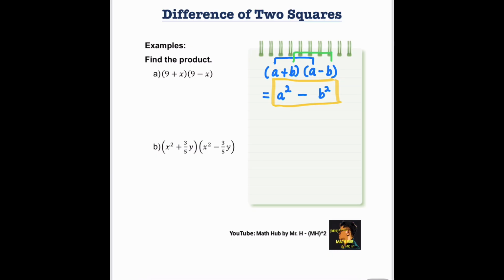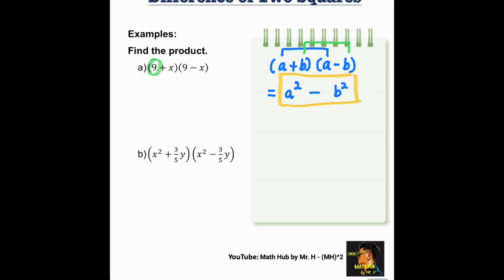So let's answer the two questions here. The first one, 9 plus x and 9 minus x. So two binomials and we need to multiply them. The first term, 9 and also 9, they are the same. The second term, x and x, are the same too. And if you take a look at the operations, one is plus and one is minus. So definitely it's going to follow the concept of difference of two squares, which is the special product of this.